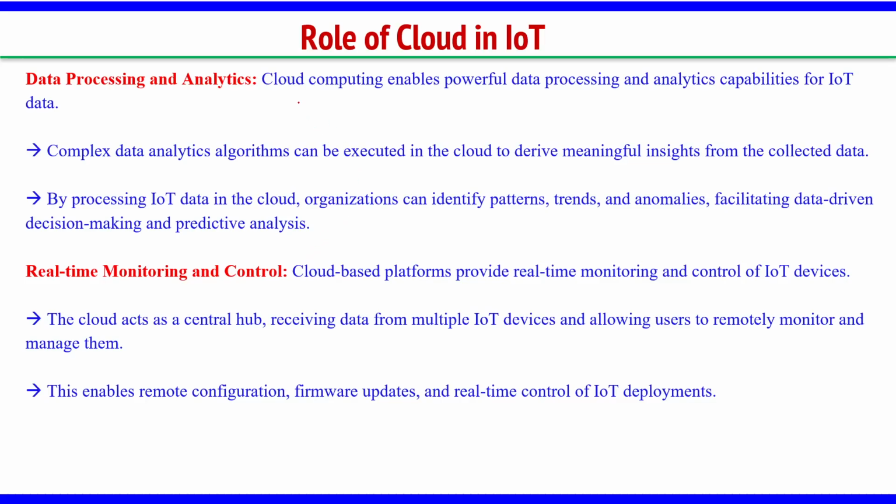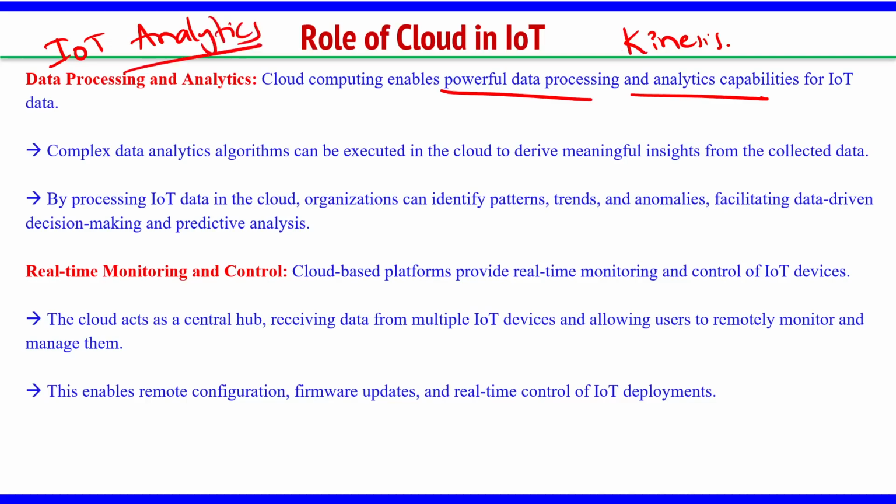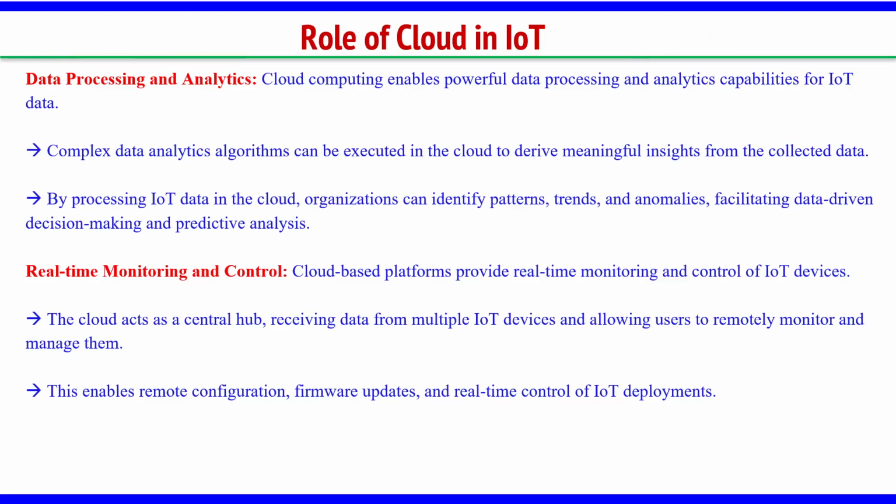Next, data processing and analytics. Cloud computing enables powerful data processing and analytics capabilities. We have AWS Kinesis, and we have IoT Analytics. These are all services in AWS. We will see the practical; I will log in to AWS and show you all those features. So processing and analytics, everything can be done in the cloud very neatly.